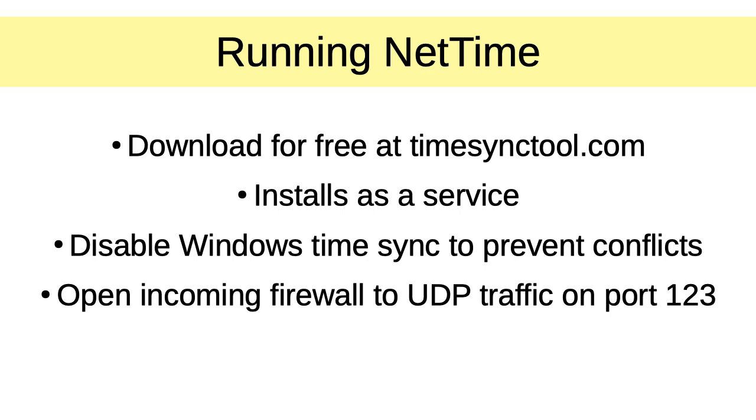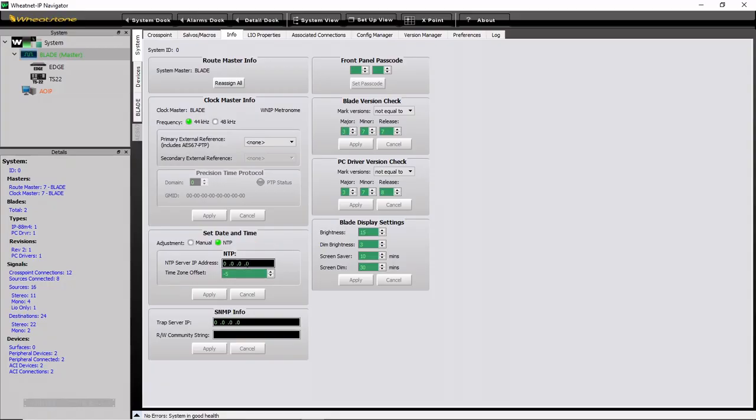You will also want to open up the firewall port. NTP traffic is UDP traffic, and it's port 123. And then in Navigator, set your adjustment to be NTP and apply the appropriate IP address for that PC that you're using to run the NetTime software, and then apply the appropriate offset. And away you go. You can visit the NetTime website for other configuration details, but that's a good way to at least get started. It runs as a service, so you don't have to worry about actually running the application.